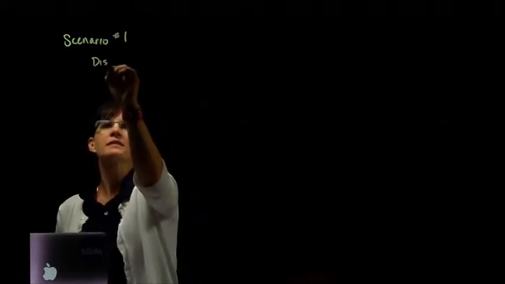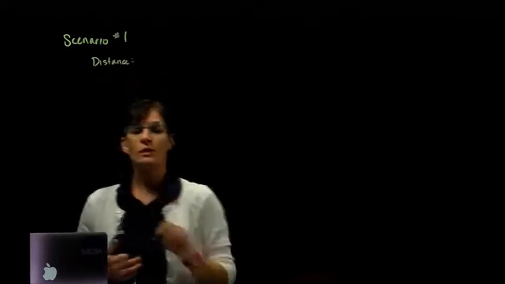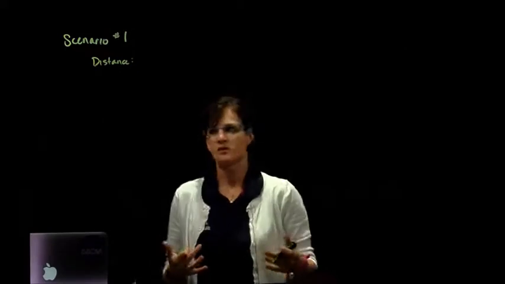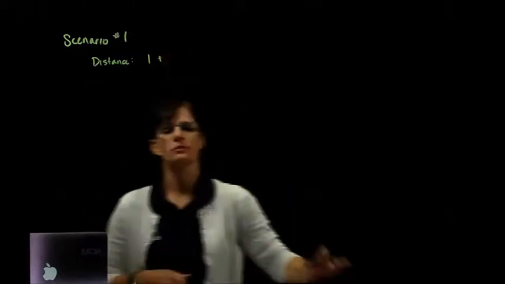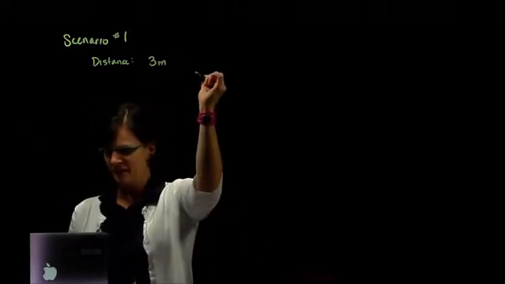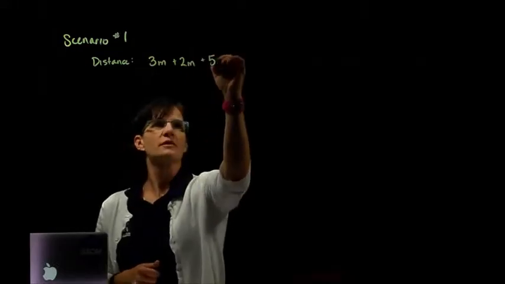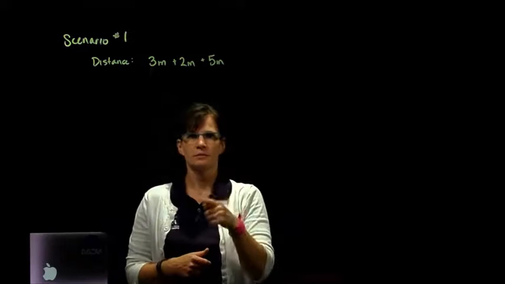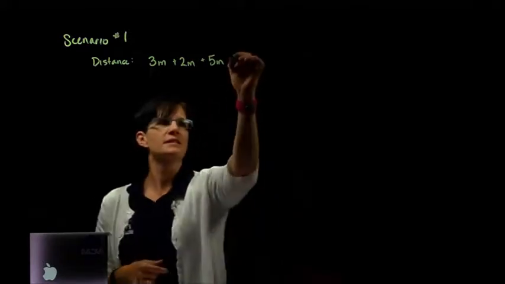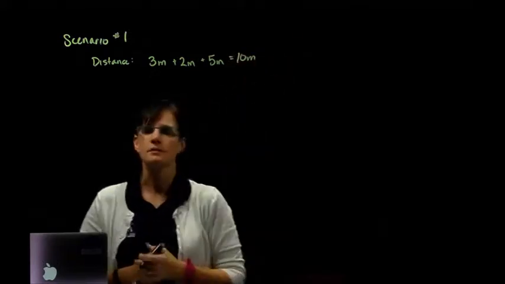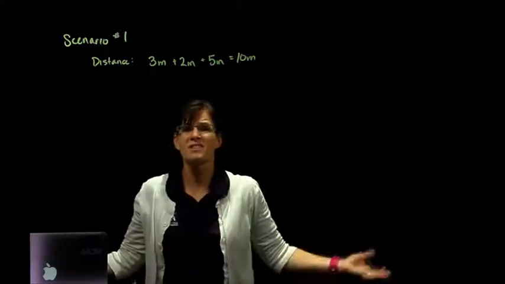So, if we want to look at our distance, we can simply add up the lengths that the object is traveling. I don't care about the direction because I'm just adding lengths: 3 meters to the right, plus 2 meters to the left, plus 5 meters to the left. So 3 plus 2 is 5, plus 5. The distance this object traveled was 10 meters. You can just add those numbers up. Right and left doesn't matter. Where I start doesn't matter.